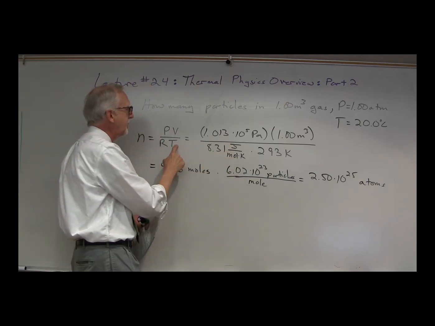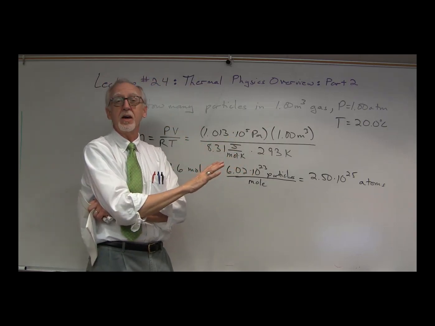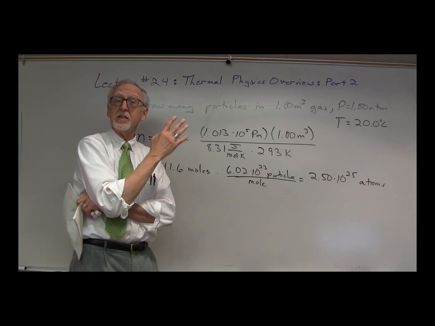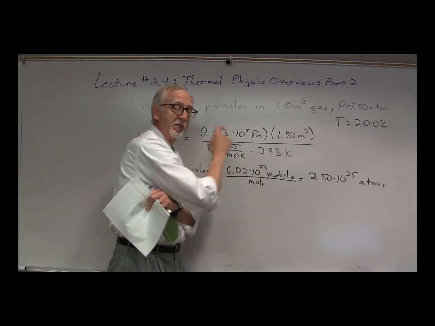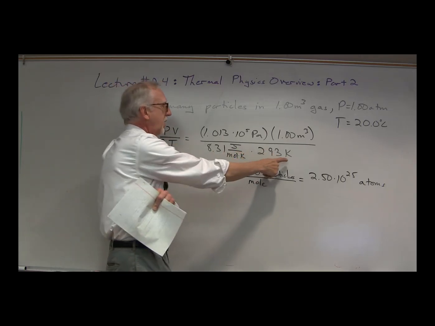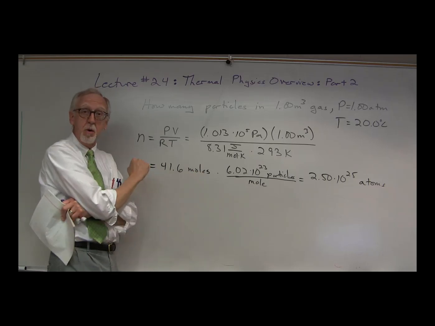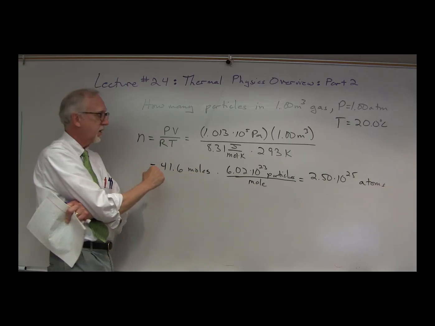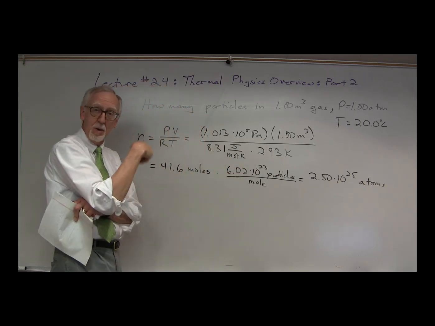times T. Now, remember, we can't put in 20 degrees Celsius. We have to put it in Kelvin. The temperature in Kelvin is the temperature in Celsius plus 273. So the temperature is 293 Kelvin. Divide this out, and what do we get? We get 41.6 moles. Converting this to particles, we've got 6.02 times 10 to the 23rd particles per mole.